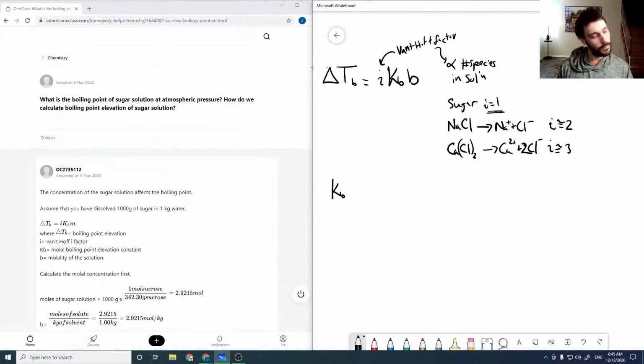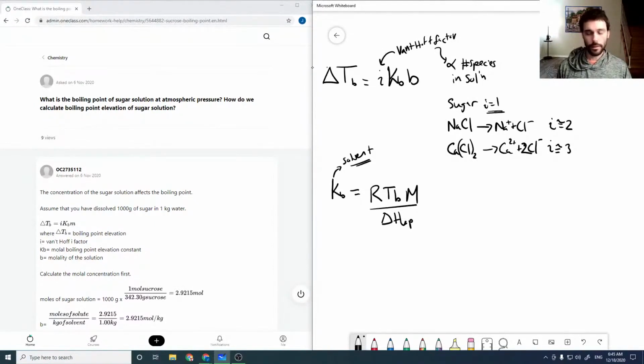This is Kb, our molal boiling point constant, which is computed for our solvent. So it's just R, which is the gas constant, times the normal boiling point of the solvent, times the molar mass of the solvent squared, over the delta H vaporization for the solvent. Okay, so these are all solvent terms.